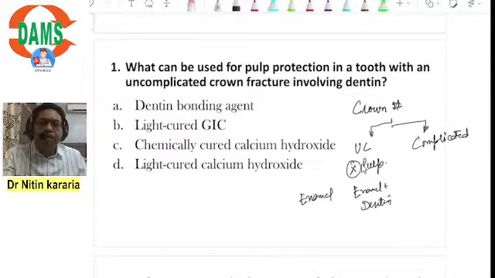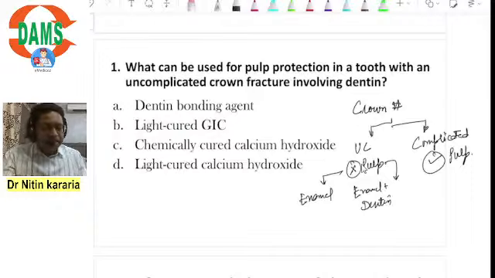If no exposure of the dental pulp occurs, it is called an uncomplicated fracture, and complicated means there is definite involvement of the pulp. Now uncomplicated can be of two types, involving only the enamel and involving both enamel and dentine. In the question that was asked, it was asking about an uncomplicated crown fracture that was involving dentine.